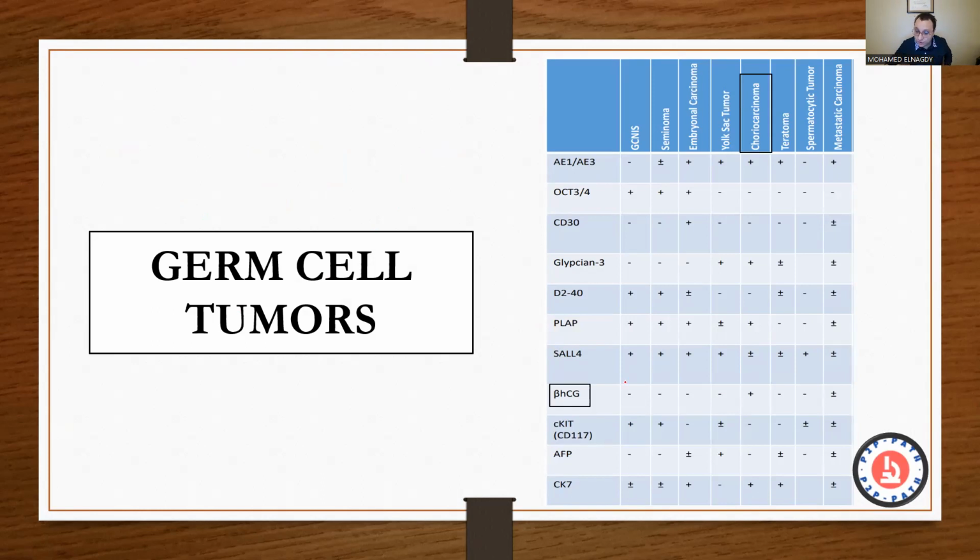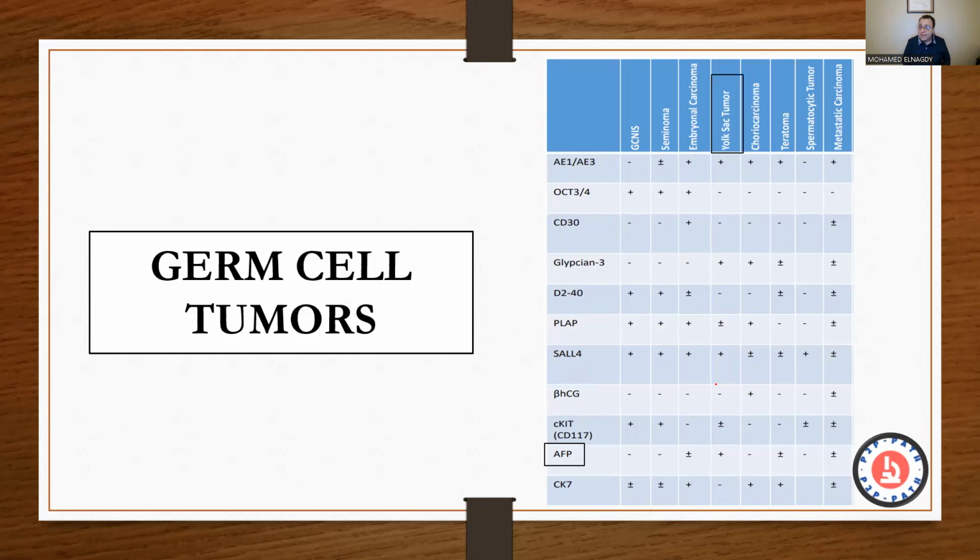Oh, I need you to remember the beta HCG, of course, in choriocarcinoma. Can anybody remember what are the key microscopic features of choriocarcinoma? Cytotrophoblasts, syncytiotrophoblasts, and hemorrhage. This choriocarcinoma reminds you of the placenta. Placenta means placental hormone. Placental hormone is the pregnancy hormone, which is the beta HCG. See, the beta HCG is nearly positive only in choriocarcinoma, exclusively in choriocarcinoma.